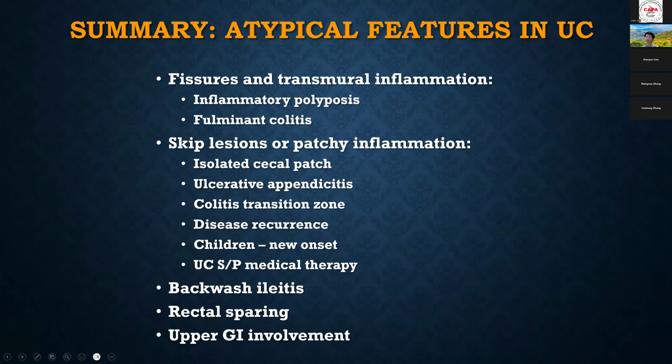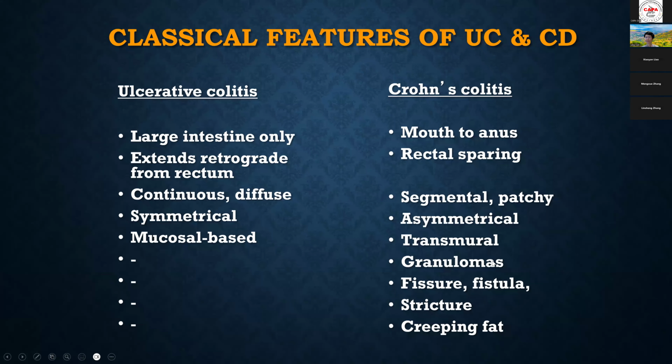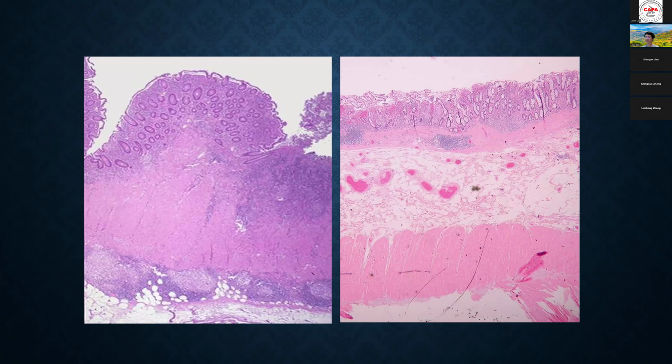So here I summarize the typical features. In UC, you can see fissures, you can see transmural inflammation in fulminant colitis or inflammatory pseudopolyposis. You may see skip lesions or patchy inflammation. You may see ileitis, rectal bleeding, and upper GI involvement. The classic features of UC and Crohn's still hold true for 80 or 85% of patients. But for the other 15 to 20%, there's a problem, right?